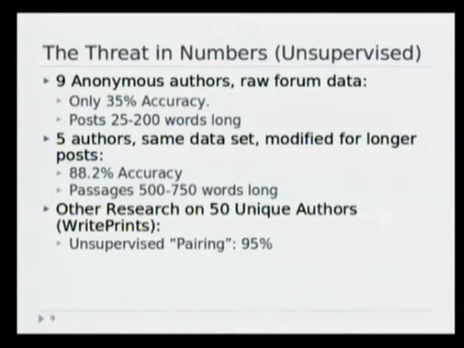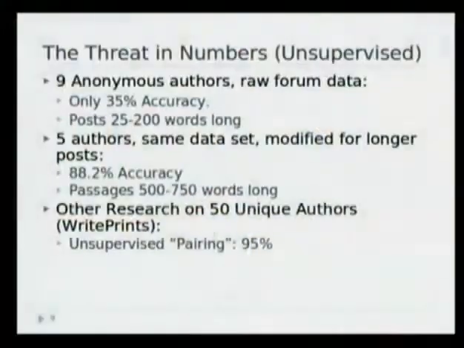So while I hope these scenarios present a somewhat clear threat, I want to give some numbers to back it up. Now, the unsupervised case is a bit more difficult. We did take a forum and anonymize all the data, looked at 9 anonymous authors with lots and lots of posts, and only got about 35% accuracy when using just the original data set. We think that this mostly is because the documents are much shorter, and it's harder to distinguish writing style in these shorter documents. So we took 5 of these authors and added a bunch of their posts together to get longer documents, and we're able to, with unsupervised learning techniques, get about 88% accuracy in figuring out what authors wrote which posts.